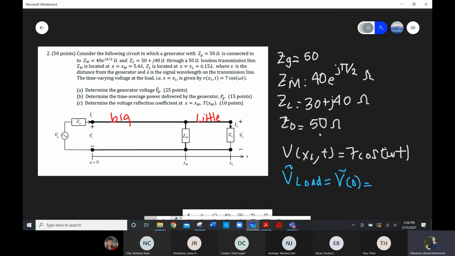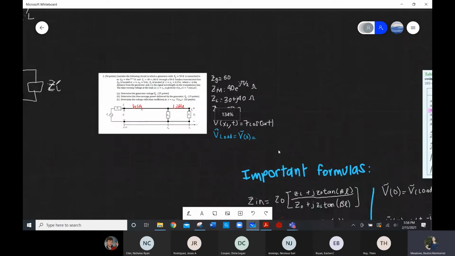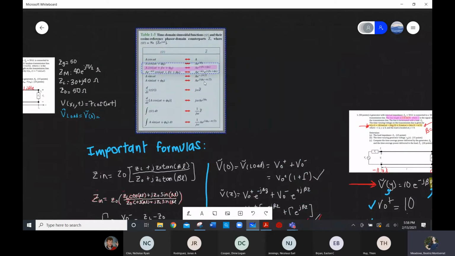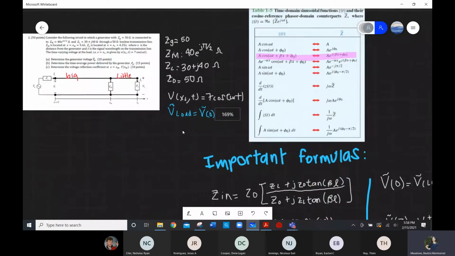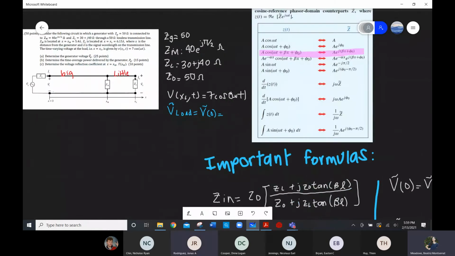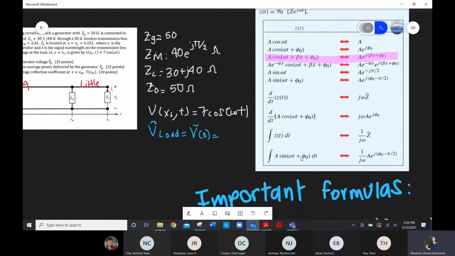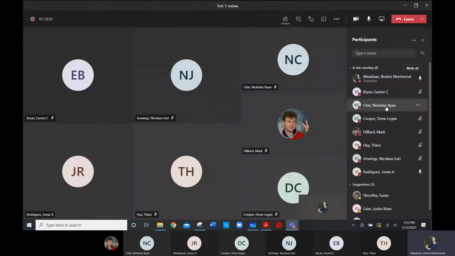If you need a phasor refresher, let me go. Which one am I? Let me ask a volunteer. I don't want to call out names, but it's so tempting.